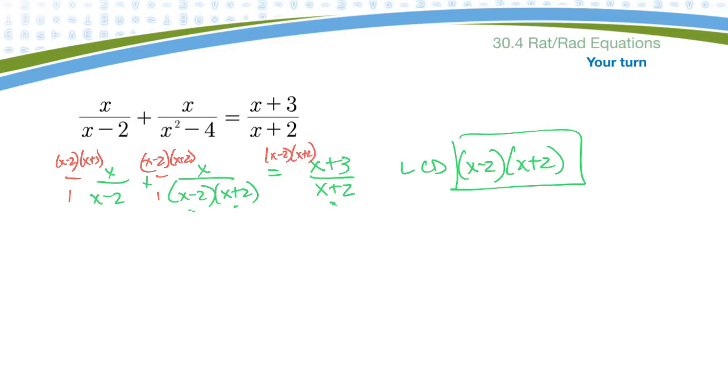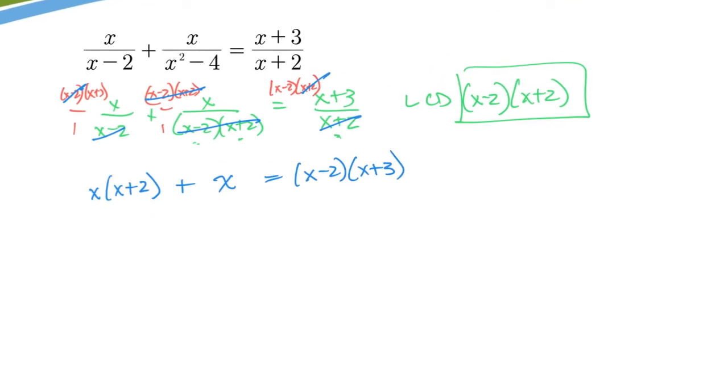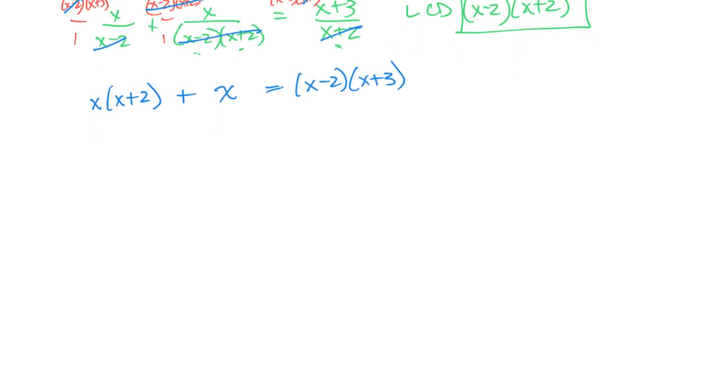This first one, the x minus 2's will cancel, so I'm left with x times x plus 2. The next one, all of it cancels, so I just am left with plus x. On this one, the x plus 2's cancel, so here I have x minus 2 times x plus 3. Now to solve this is going to be a little bit more work, which is good.